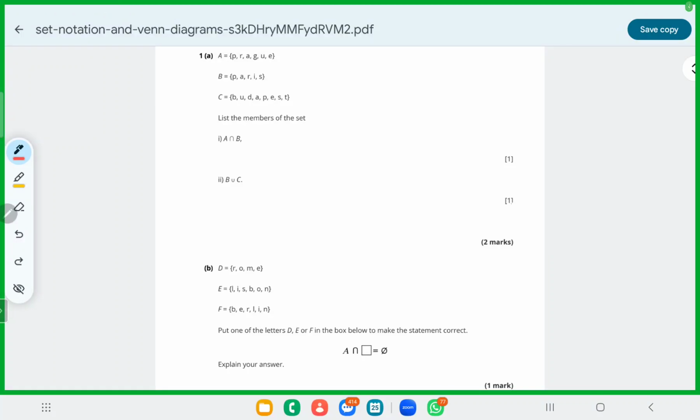In this first set, he said that A equals P, R, A, G, U, E and some kind of letters for P and some kind of letters for C, and he wants you to get what? To get A intersect with B. Do you remember our signs? You want me to remind you with that here?